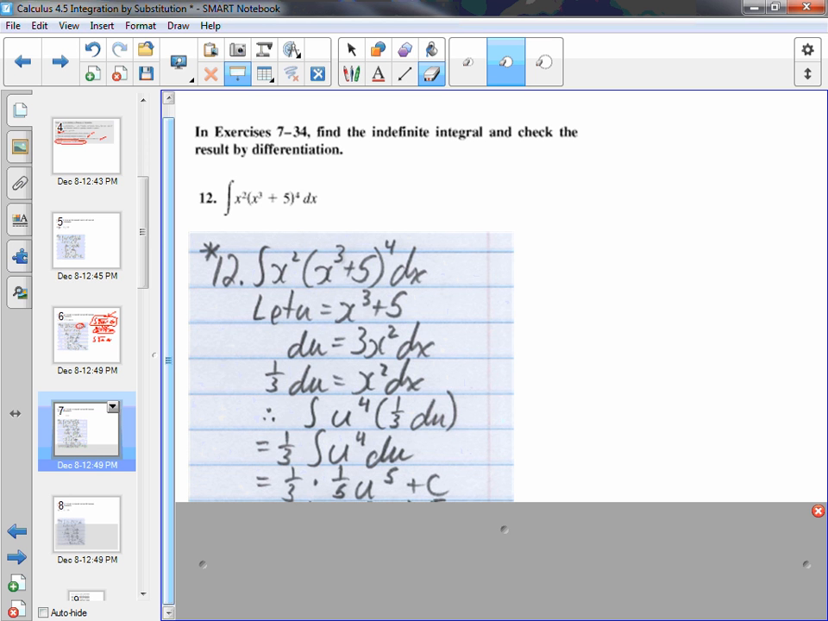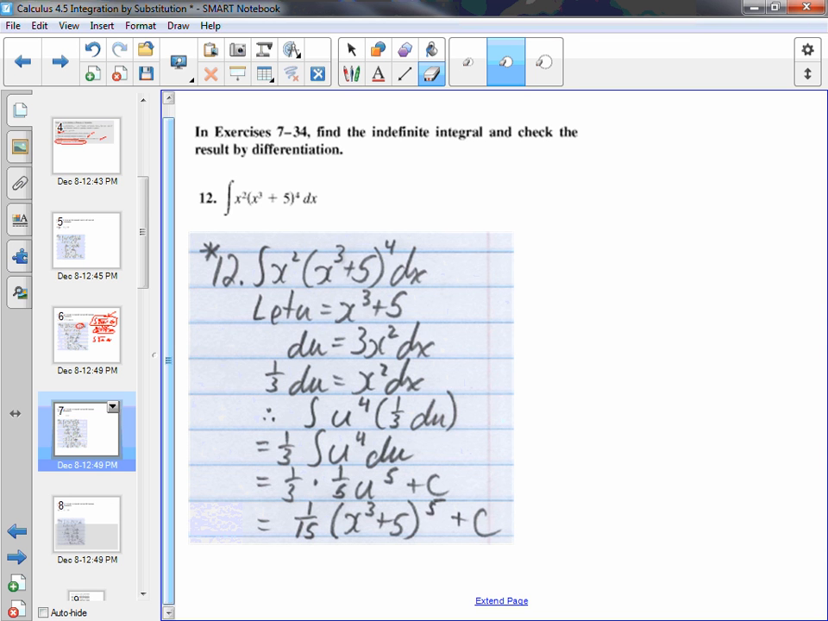And I need to do two things to be finished. I need to simplify 1/3 times 1/5, and I need to replace u with x cubed plus 5. So my final answer is 1/15 times the quantity x cubed plus 5 to the 5th plus c.